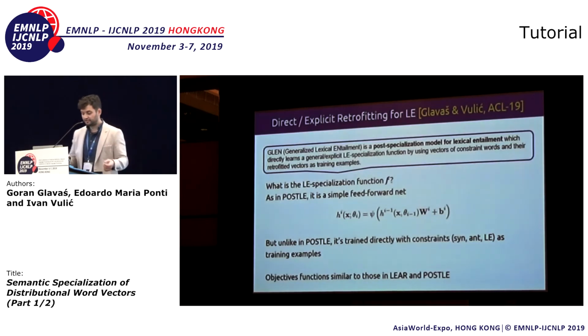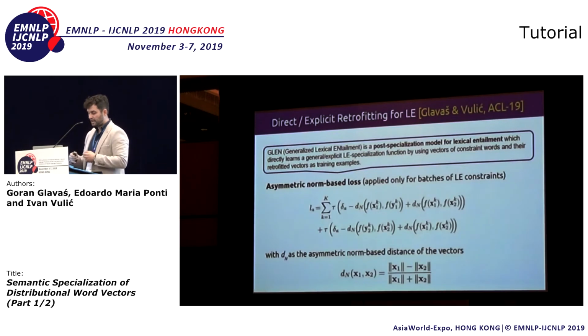So the specialization function is again a simple feed-forward network, but it's trained directly with the constraints, unlike in post-specialization where we trained on raw distributional and retrofitted vectors. Here we just feed the raw distributional vectors and we define the losses that say these words after specialization need to be in this relation. We kind of predict the relation.